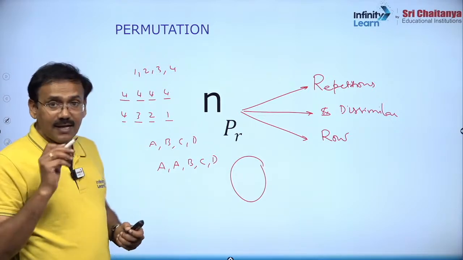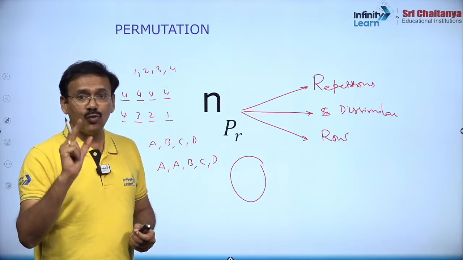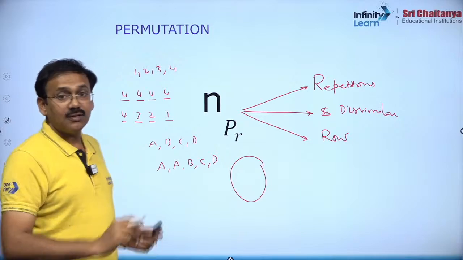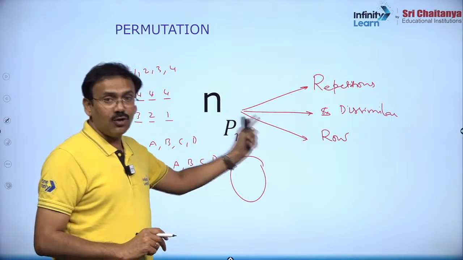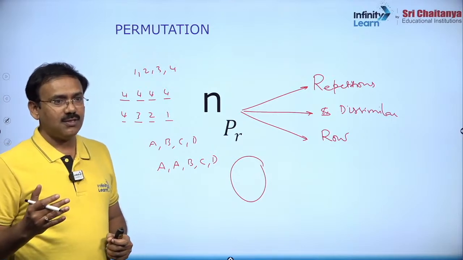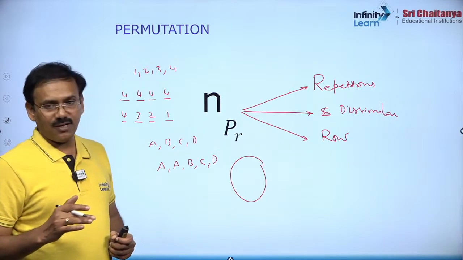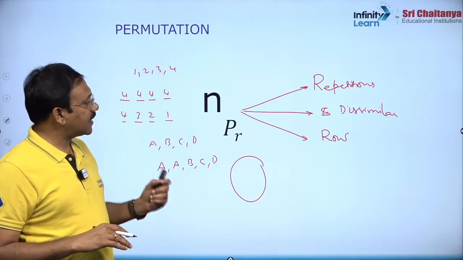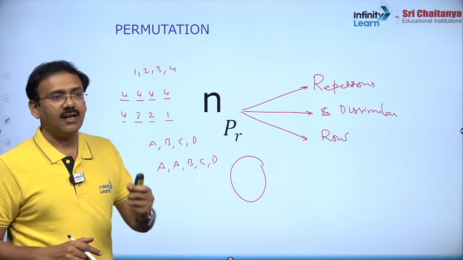So for arrangements, it's a very, very important point, listen to me. If you are writing nPr, that means 3 things you have to ensure. The arrangement is being done in a line. Second, repetitions are not allowed. Third, all the things are dissimilar. Now the question is, dear students, if repetitions are allowed, how to handle? Second, if certain things are similar, how to handle? If it is not a row but a circle, how to handle?